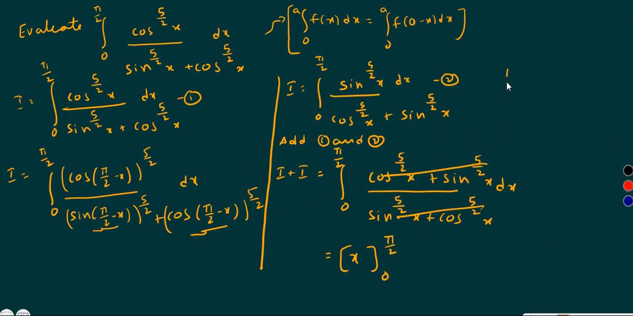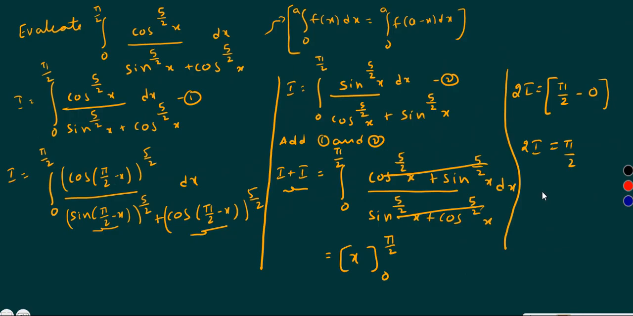So first the upper limit. What is the upper limit? Pi by 2. Here LHS side I plus I, so 2I equals upper limit pi by 2 minus lower limit 0. Now 2I equals pi by 2. The 2 changes to the RHS. Pi by 2 into 2, means 2 2s are 4. So what is the value? Pi by 4.